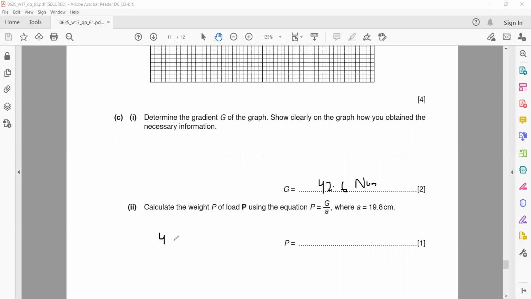And then we need the value of P, which is G. G is 42.6 Newton centimeter divided by 19.8 centimeter. So centimeter will cancel with centimeter. What is the answer for this? 2.15 newtons. Is it clear?